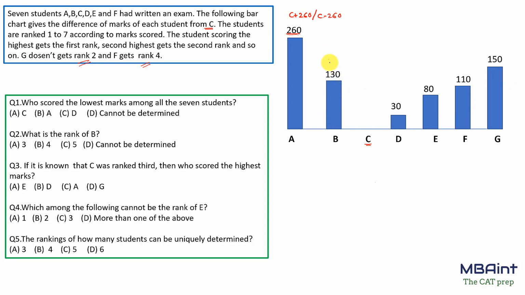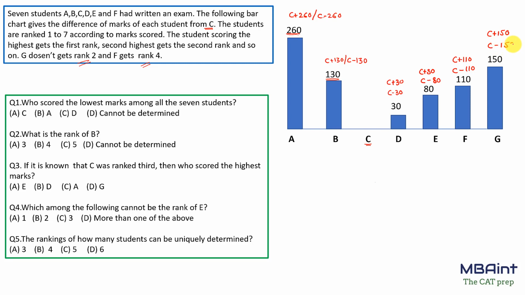That is, for B we can have C plus 130 and it can also have C minus 130, because this is just the difference. 130 is the difference. B can be greater than C or it can be less than C. Similarly D would have C minus 30 or it can have C plus 30. Similarly for E it would be C plus 80 or C minus 80. Similarly for F it could be either C plus 110 or C minus 110. So again two possibilities. Similarly for G it can be either C plus 150 or C minus 150.